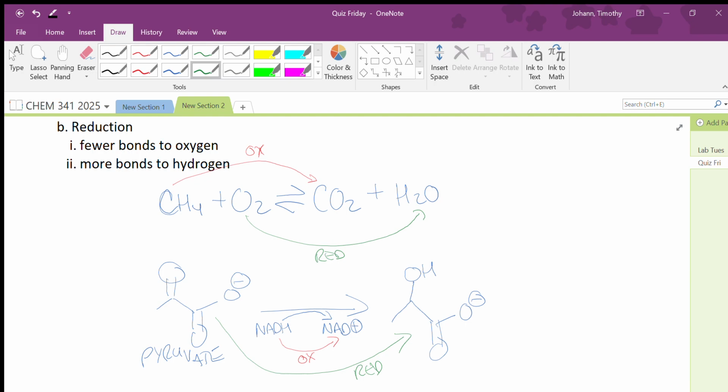All right, but if you're given a reaction and you can easily tell what's being oxidized or what's being reduced, then you already know the other one. So do the easiest one.